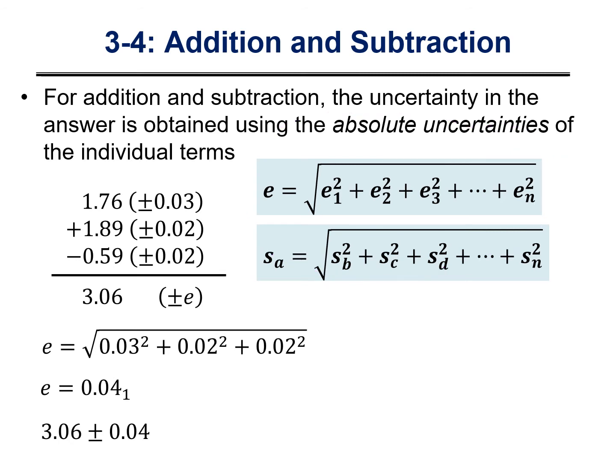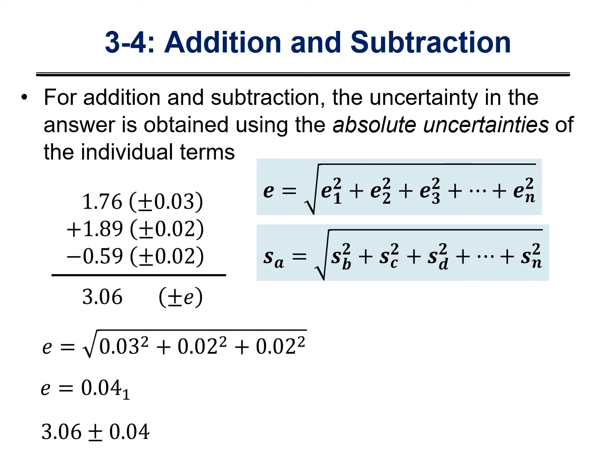We have the three values, 1.76 plus or minus 0.03, plus 1.89 plus or minus 0.02, and minus 0.59 plus or minus 0.02. Whenever you're doing these types of problems, you can always do this first part. That one's not hard at all. You just type it into your calculator. It's the second part we need to figure out. We don't just add these numbers together to get a plus or minus 7. We actually have to plug them into this equation.